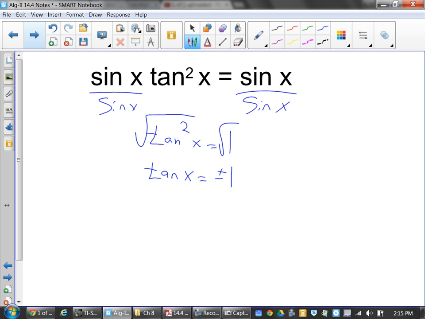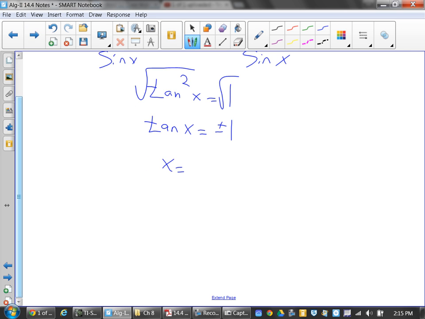So now, this is asking you what angle or angles has a tangent value of plus or minus 1. This is how you get four answers. Does it land in all quadrants? It does. It's in first and third. We all know it's 45 degrees, right? What's the radian? Pi over 4. So first quadrant's pi over 4.